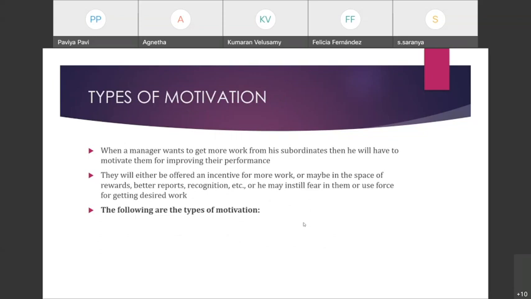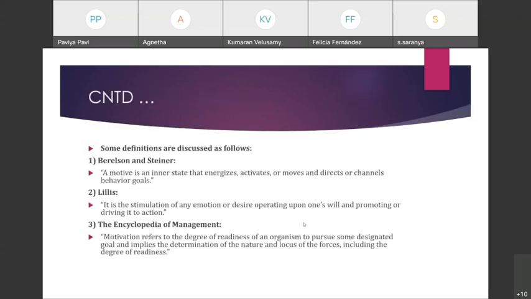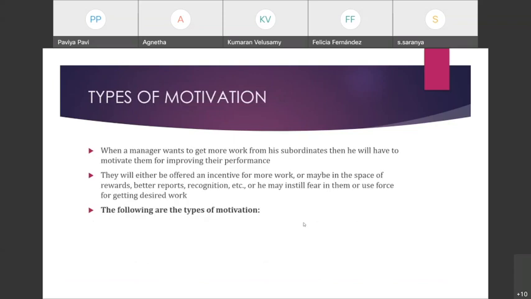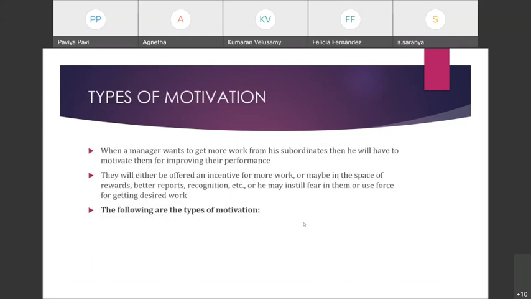Okay. Now, coming to the next very important topic. So this was all just the introduction to what is motivation. What is motivation? What are the definitions and inferences of motivation? Now we are going to come to the topic about what are the different types of motivation. So there are two important types of motivation. It's positive motivation and negative motivation.